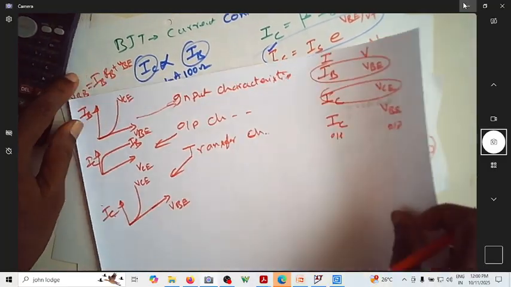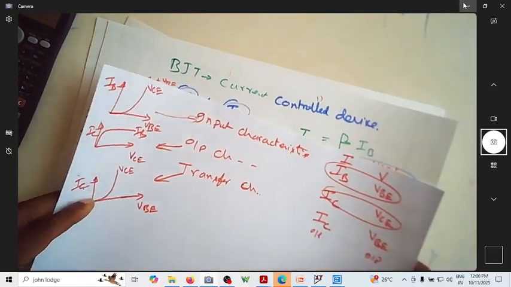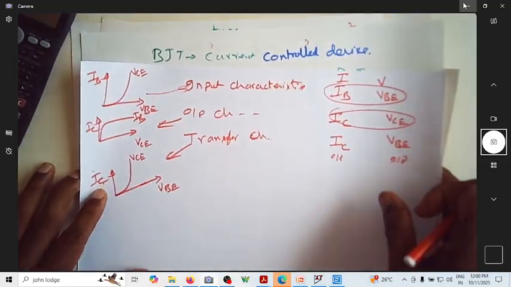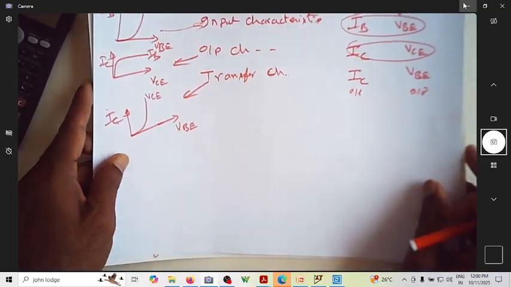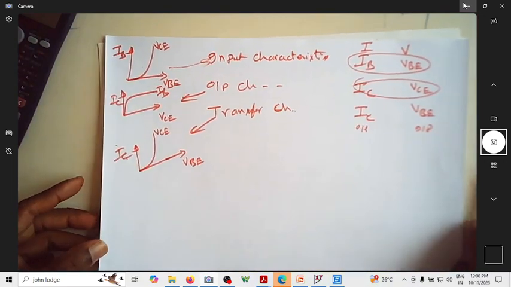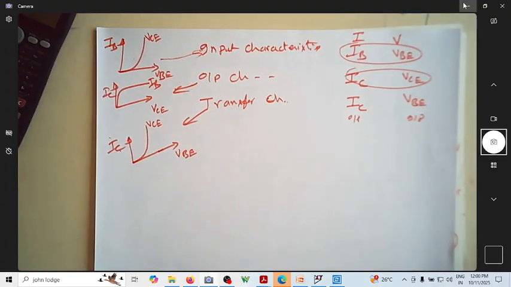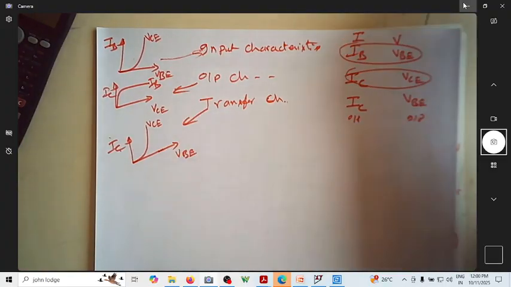So this is about the BJT characteristics and its working. In the next video, we'll see how BJT can be operated, how it can be used as a switch, and how it can be used as an amplifier.